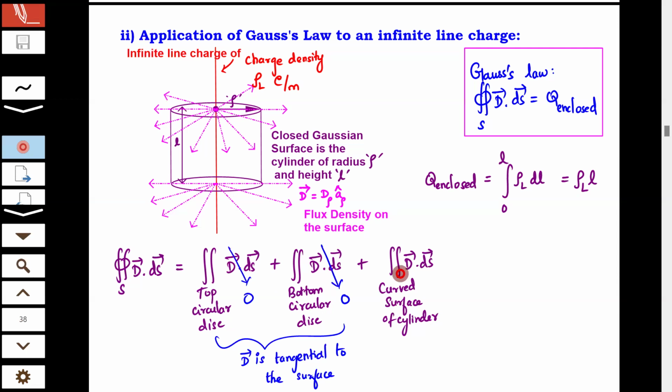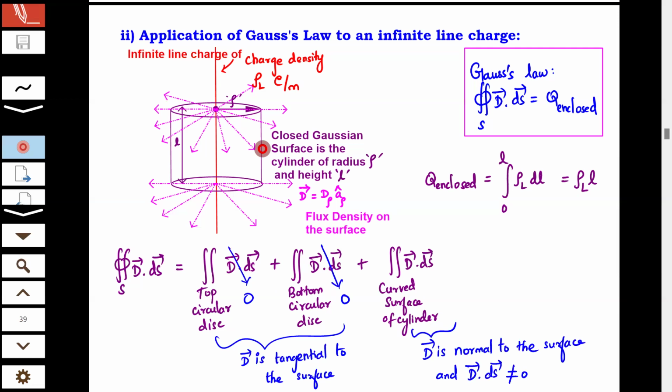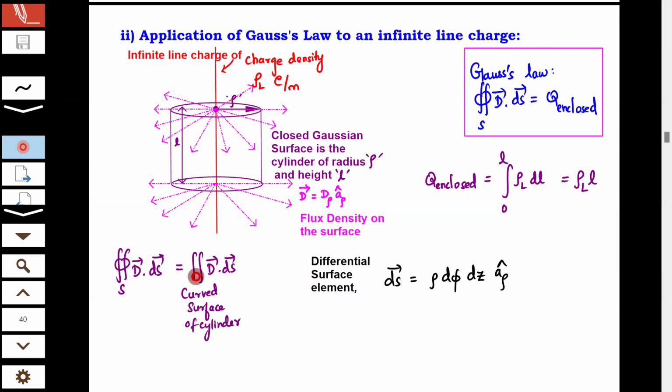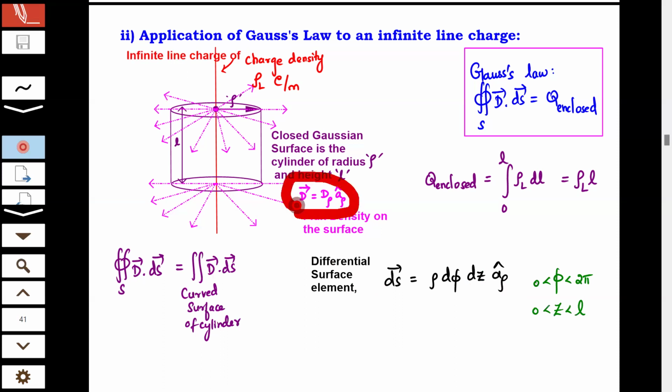Now for the curved surface of the cylinder, D cuts the surface and goes out, which gives the maximum value of D dot dS, and D is also constant on that curved surface of the cylinder. We should now estimate D dot dS for the curved surface of the cylinder, where radius is constant, angle phi takes the range 0 to 2 pi, and the height takes the range 0 to L, with variable elements as phi and z. The area element for variable phi and z is rho d phi dz in a rho direction, and D vector is also in rho direction.